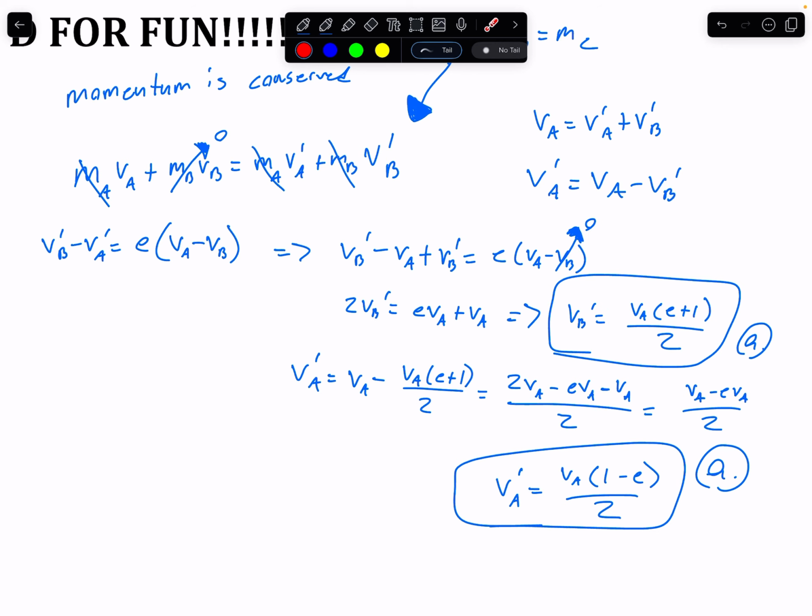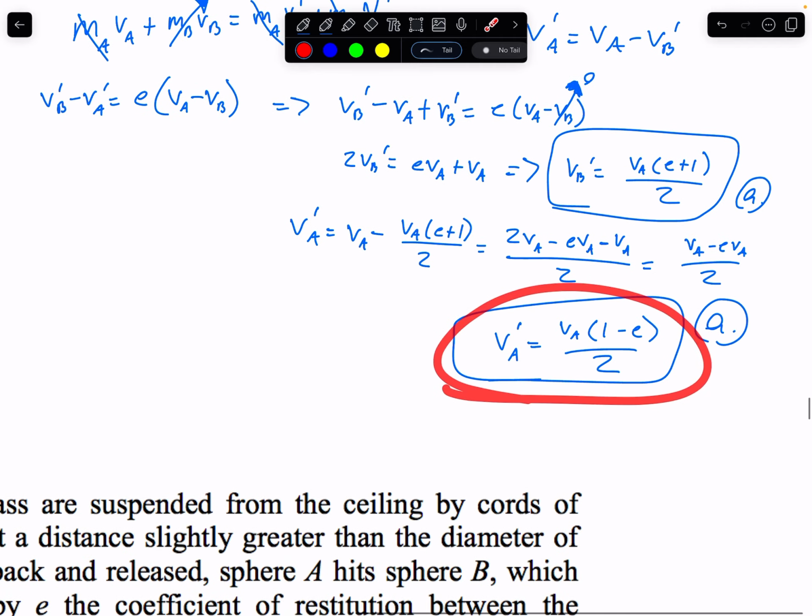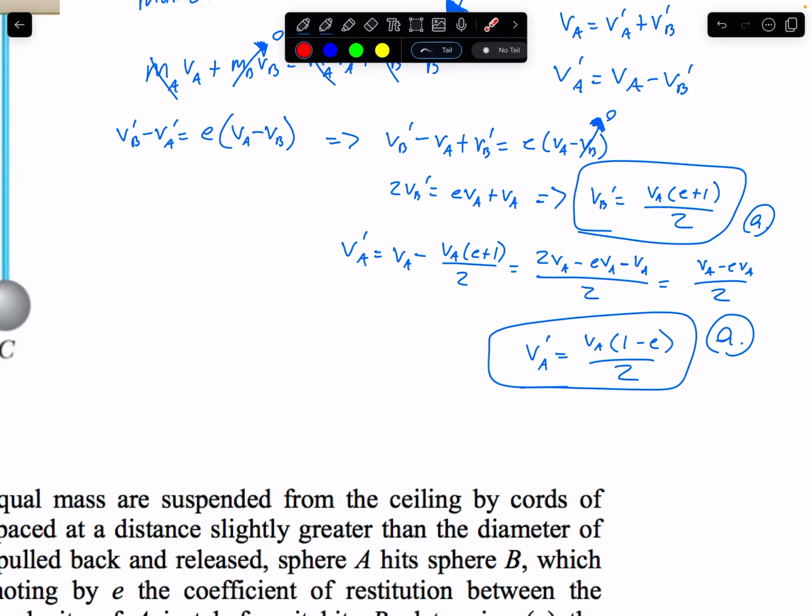It matches the answer key, and then once we know VB prime, we plug into this equation here, I believe, and we get VA prime is equal to VA minus VA times (E plus 1) divided by 2, and then after some more algebra, we get that VA prime is equal to VA times (1 minus E) divided by 2.